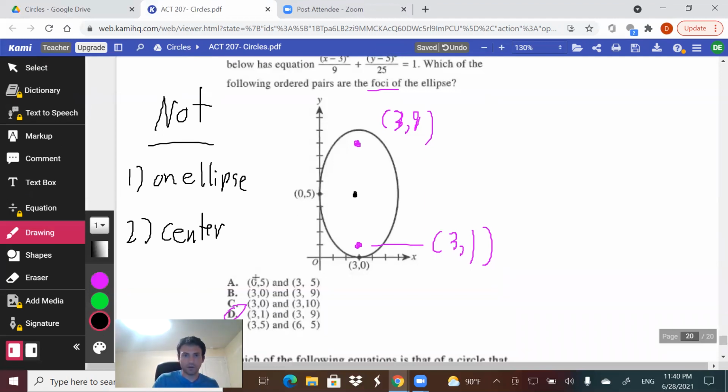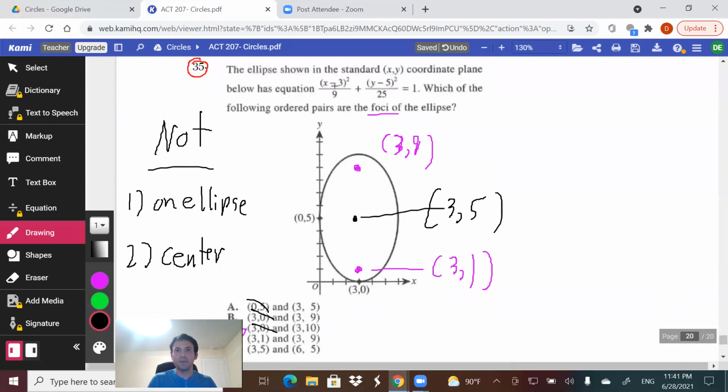Right, 0, 5 is on the ellipse, 3, 0 is on the ellipse, and 3, 5 is the center right here. Right, we know 3, 5 is the center, not just by looking at it, but from this. -3, 3 to the right, -5, up 5. Okay, so now I should actually tell you what foci are.